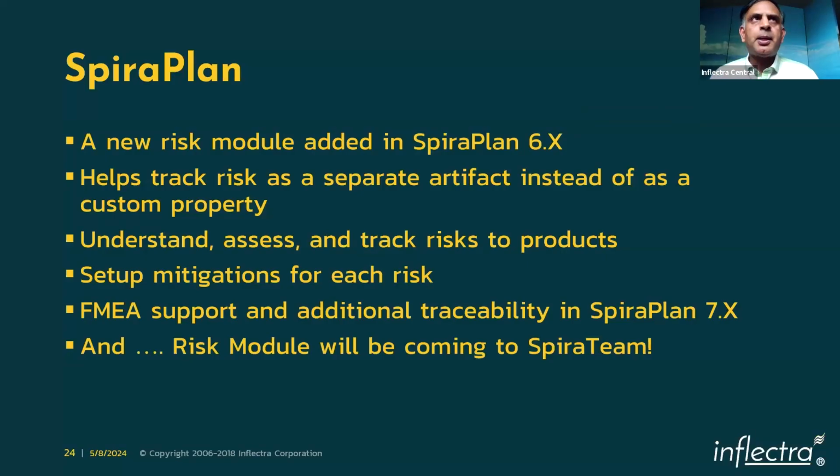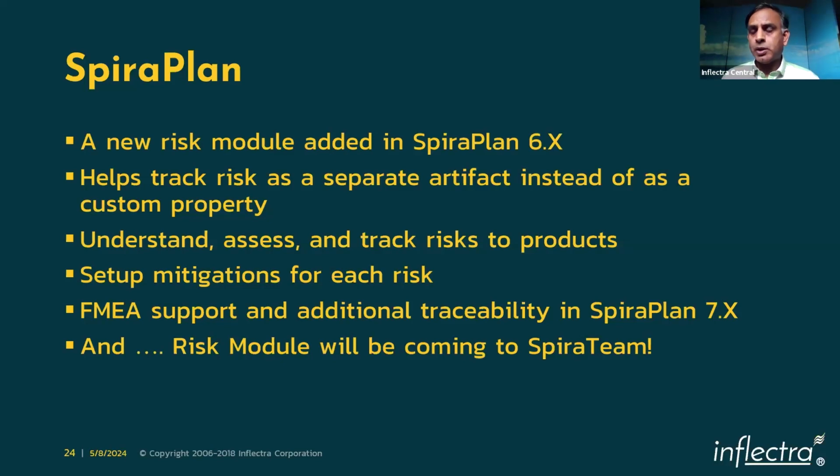So SpiraPlan, which is the Inflectra product for application lifecycle management at portfolio, program, and project level for multiple teams to work together. The risk module was added a long time back in its early 6.0 versions. This helps track individual risks, understand them, assess them, and connect them with multiple artifacts and see how those things are working, report on them, create graphs, and all those things exist. And we can also connect with tasks to see how we are using them to control the work and stuff like that.